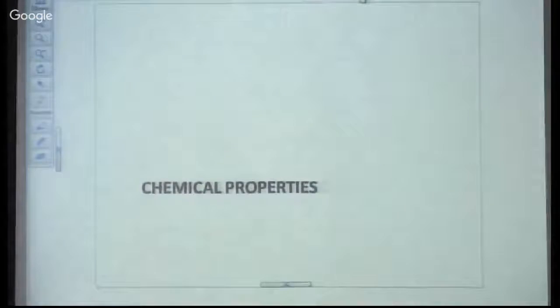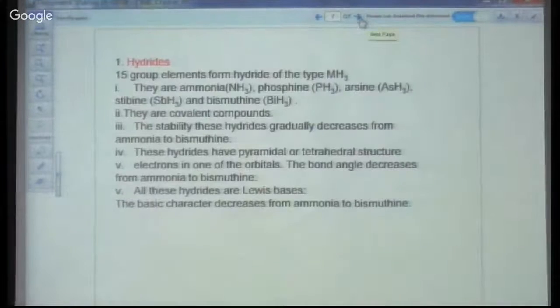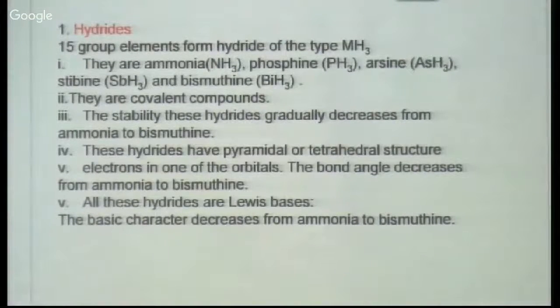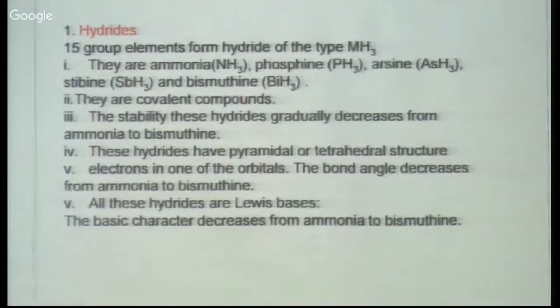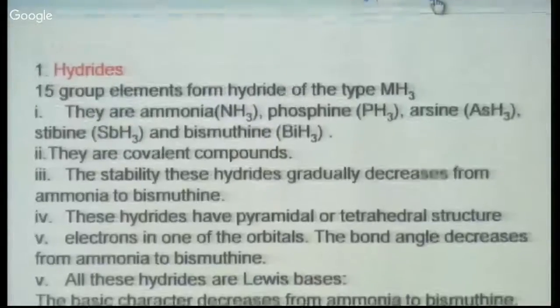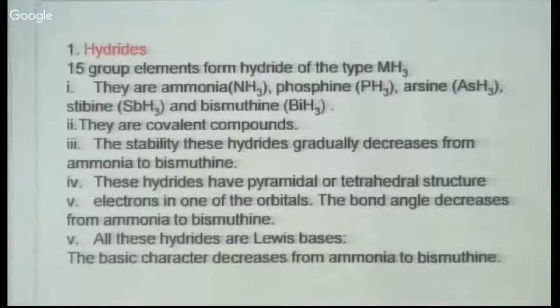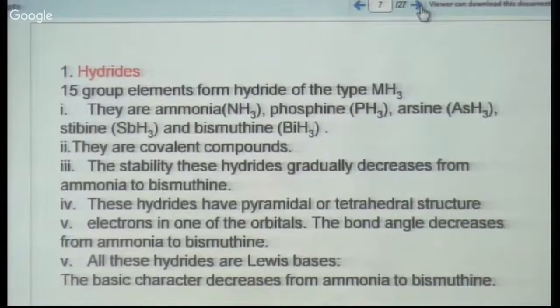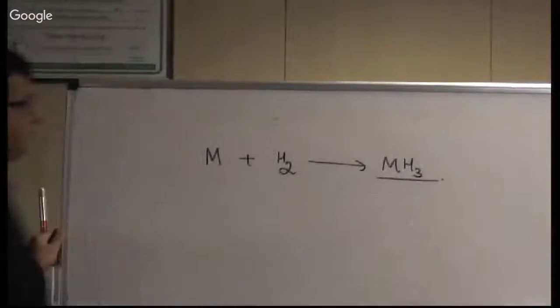Now we'll start with the general chemical properties. There are two types of chemical property. One, we go through each and every molecule, and second is the general chemical property of the nitrogen family. General chemical properties match with all the elements, right? See, all nitrogen family elements react with hydrogen to form hydrides. All of them react with H2 to form hydrides of type MH3.